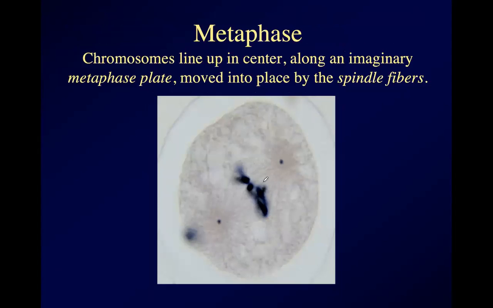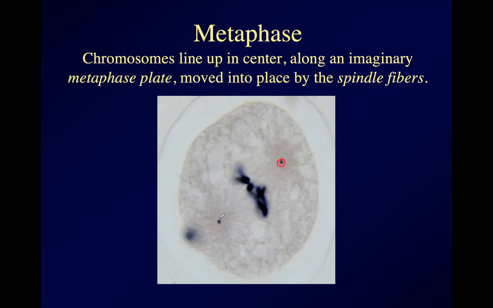And the chromosomes line up in the center, and they line up along an imaginary plane. It's not a physical structure. It's basically an imaginary plane dividing that cell in two, called the metaphase plate. And so right there in the center, those dark blue things are the chromosomes lined up in the middle, and the spindle fibers are moving them into place.